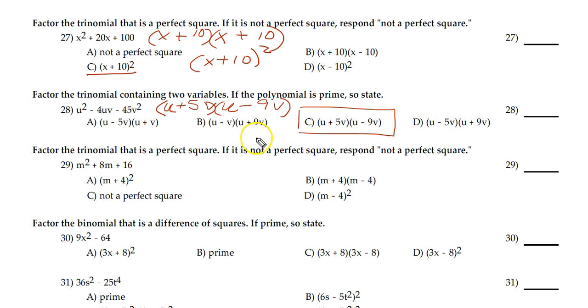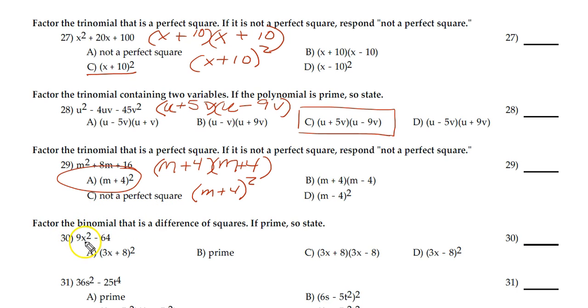Okay, let's go on. Factor the trinomial that is a perfect square trinomial. Again, you can actually probably see this, but you can always just guess and check a little bit. This is going to be M. This is going to be M. And then what factors of 16 add up to 8? Well, a 4 and a 4. And they're both going to be plus. And we write this as M plus 4, the quantity squared, which is A.